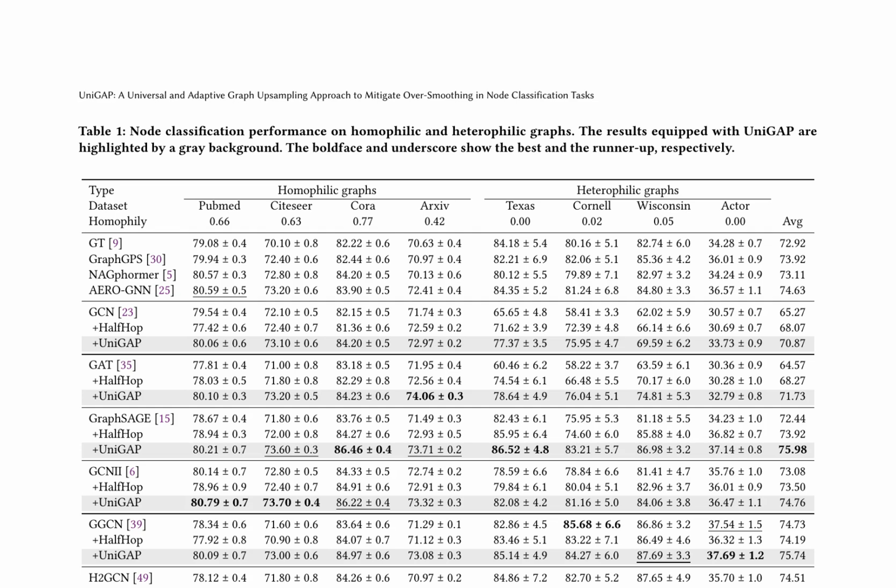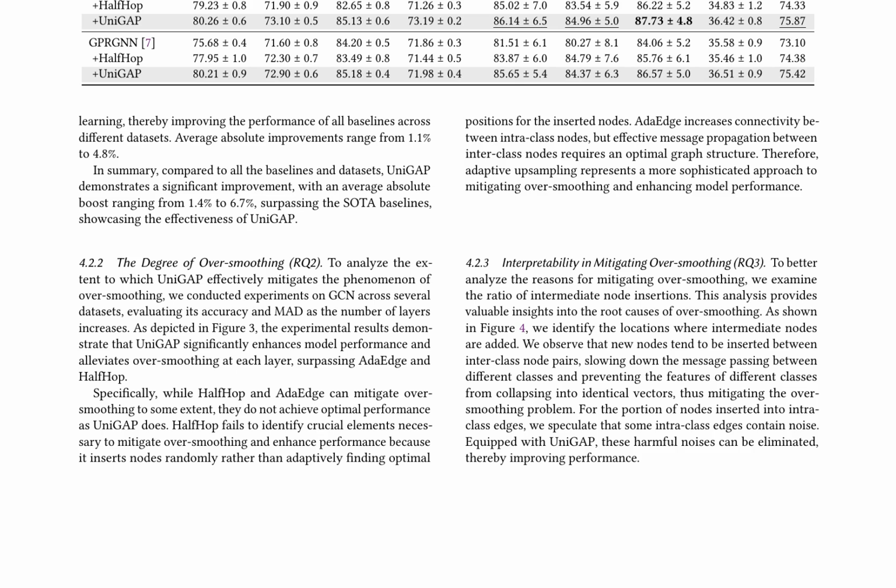To further analyze the extent of UniGAP's mitigation of oversmoothing, experiments were conducted on GCN across several datasets, evaluating its accuracy and mean absolute difference (MAD) as the number of layers increases. The results show that UniGAP significantly enhances model performance and alleviates oversmoothing at each layer, surpassing ADA edge and half-hop. In terms of interpretability, the ratio of intermediate node insertions is examined to better understand the reasons for mitigating oversmoothing.